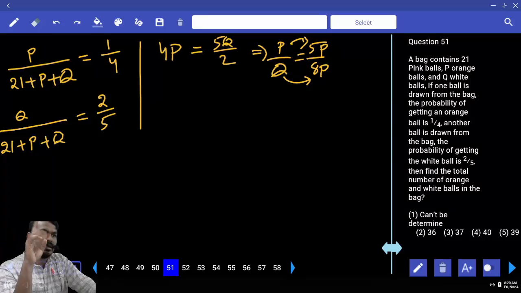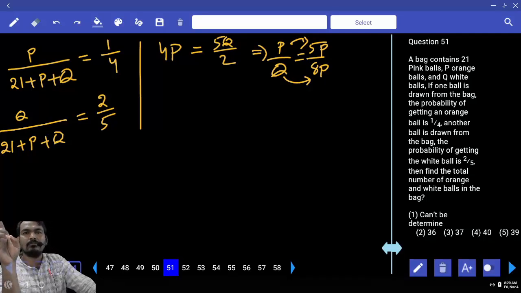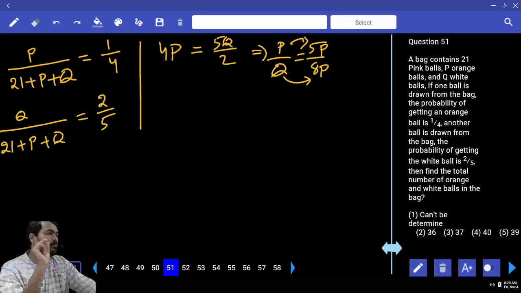But in options, cannot be determined is also given or not? And first option not possible or not? Then answer must be only 39. Suppose in place of cannot be determined, none of these are given. In that case we verify the possibilities or not? Yes or no? If cannot be determined is given, then directly we say the answer is 39 because only one possibility or not? Because 5 and 8 we get the ratio or not? How many parts are we getting? 13 parts. Answer must be multiple of 13. We say the answer or not?